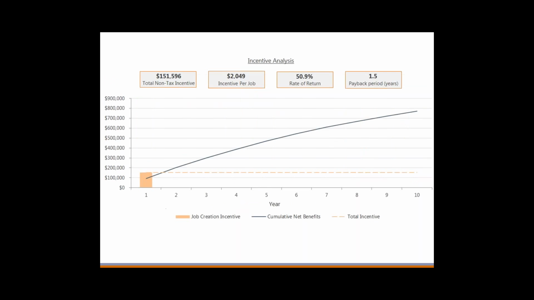A good place to start would be the rate of return or payback period. We talked about the net benefits, but now we can also think about the scenario of about a $151,000 incentive: what kind of rate of return and payback period does that give us? There was no abatement, so we just have the incentive in this case. It looks like we have a pretty reasonable rate of return and payback period, all things considered.